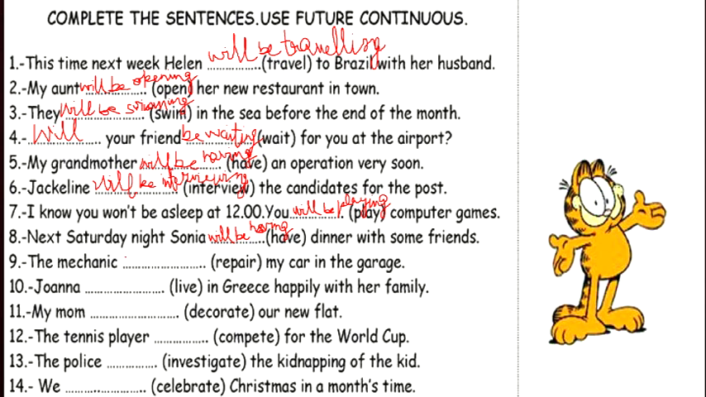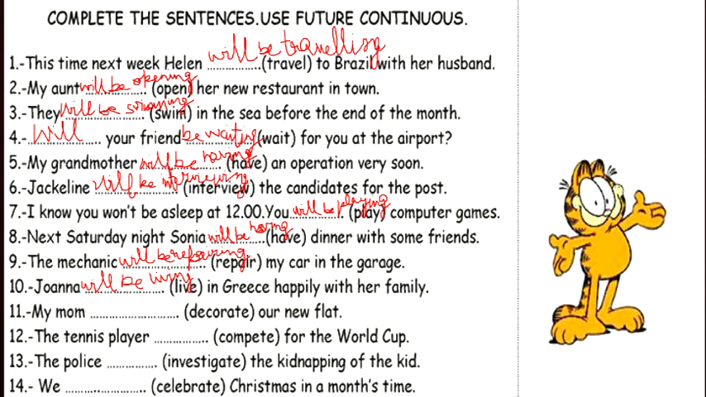Number 9, the mechanic repair my car in the garage. So mechanic will be. Even if your subject is singular or plural, the helping verb remains the same. Okay. Now repairing, simply take repair and add ing. No change in spelling. Okay. Joanna dash live in Greece happily with her family. So Joanna will be living. Again, when we write living, we will not put E. Okay. Living.